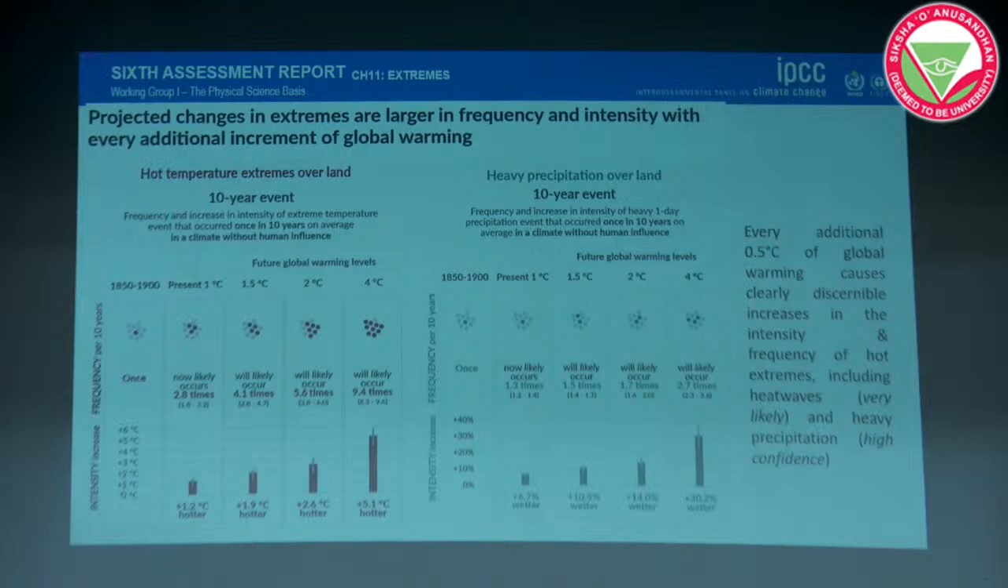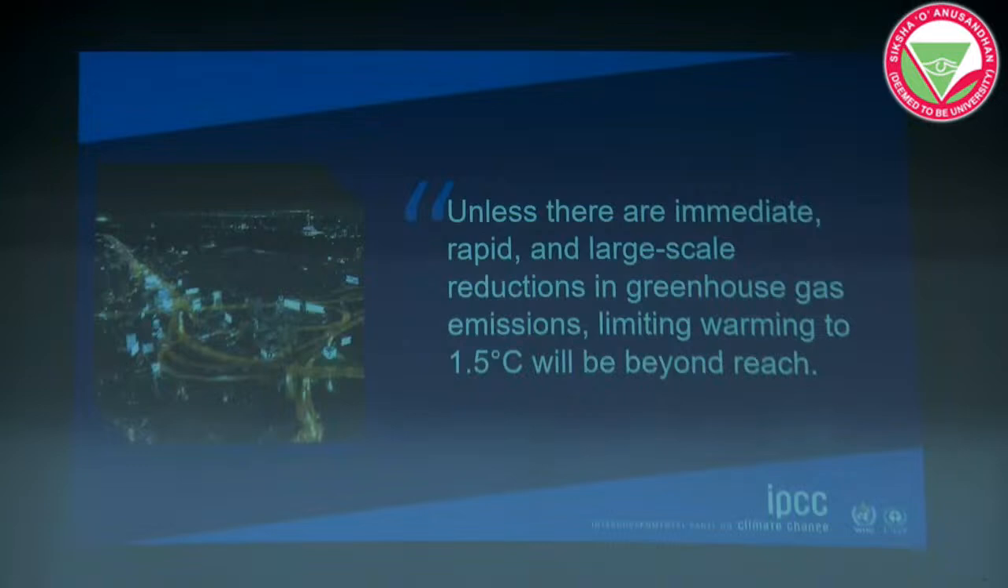In the future, you can see that at future warming levels of 2 degrees, heavy precipitation events will become more common, with higher frequency. Also, temperature extremes over land will increase. So we have to definitely improve our early warning systems.